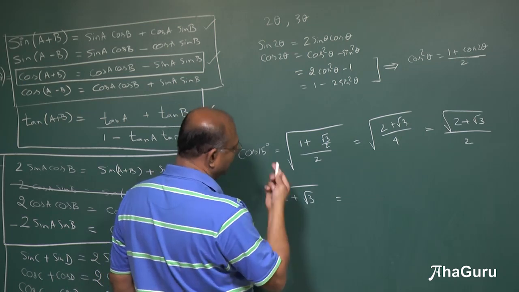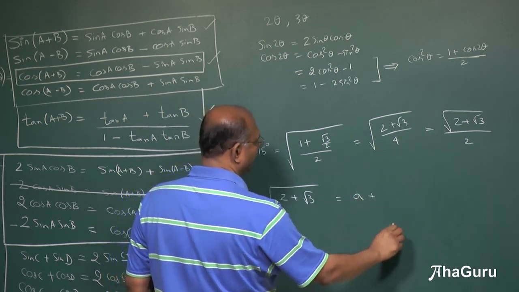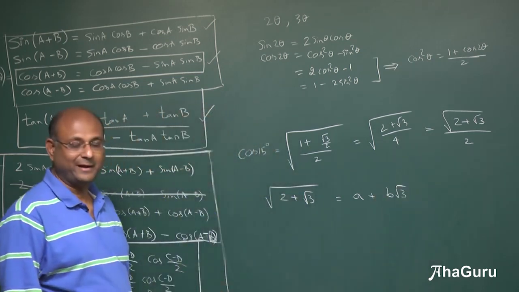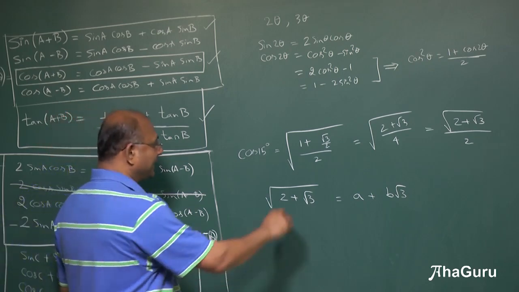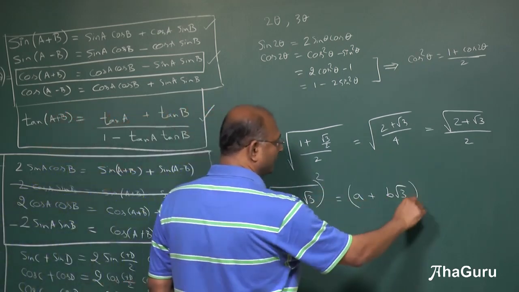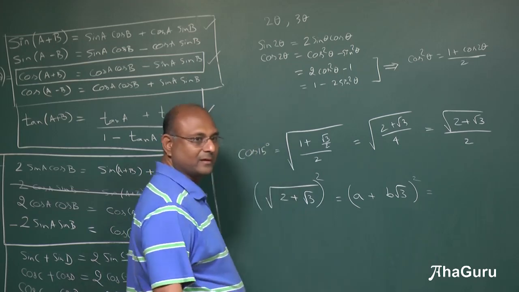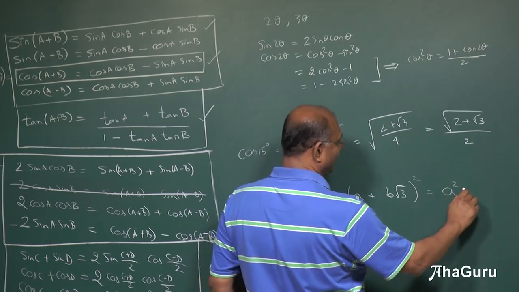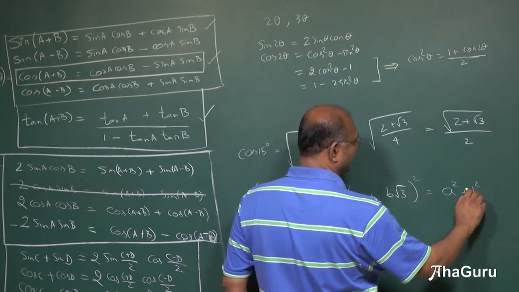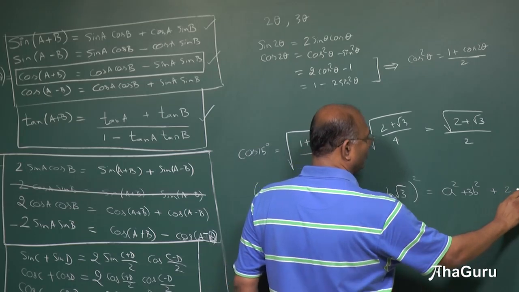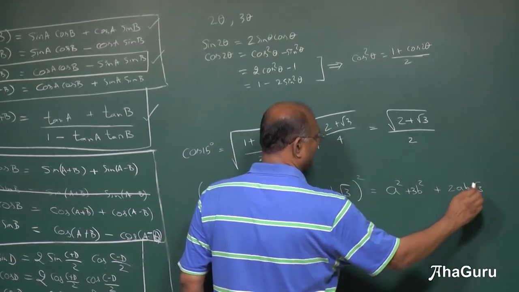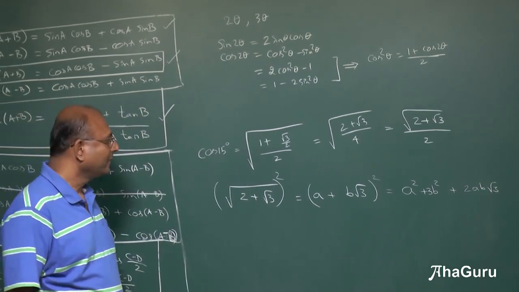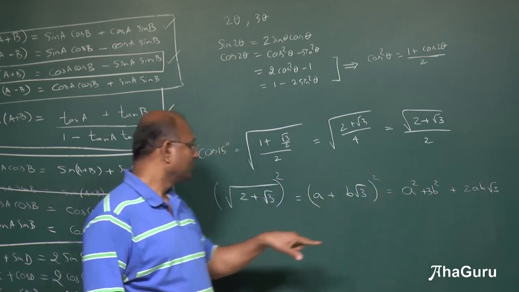We'll say maybe this was some a plus b root 3. Maybe it was, where a and b are rational. In which case this guy squared would be this fellow squared. A is rational. We are hoping a is rational. So if I squared this, what will I get? I'll get a square plus b square 3 times plus 2ab root 3. Okay. So the 2ab root 3 should be this fellow.